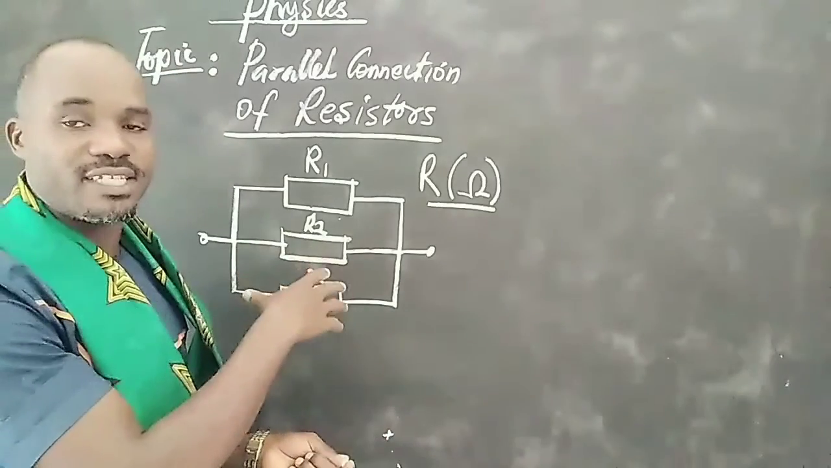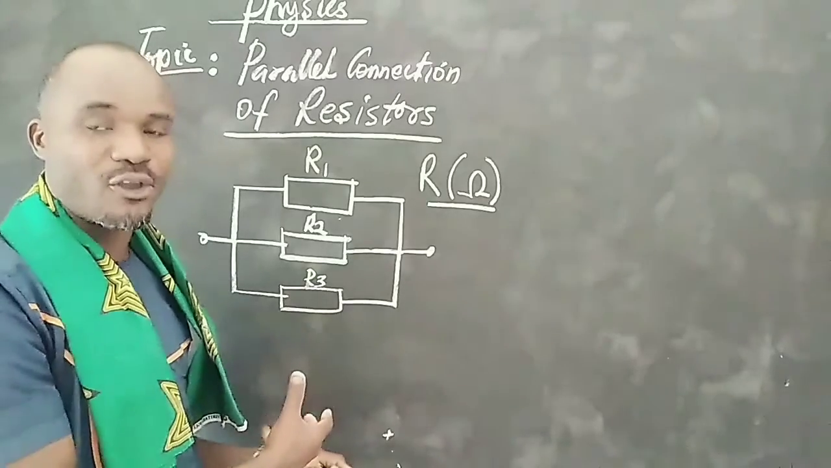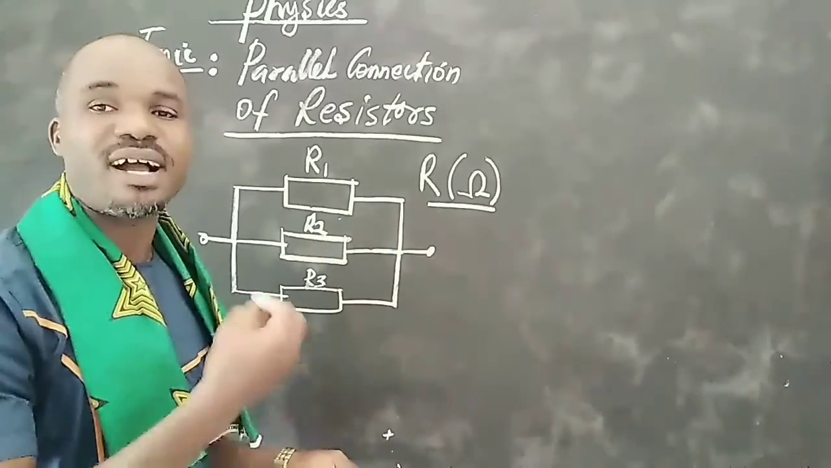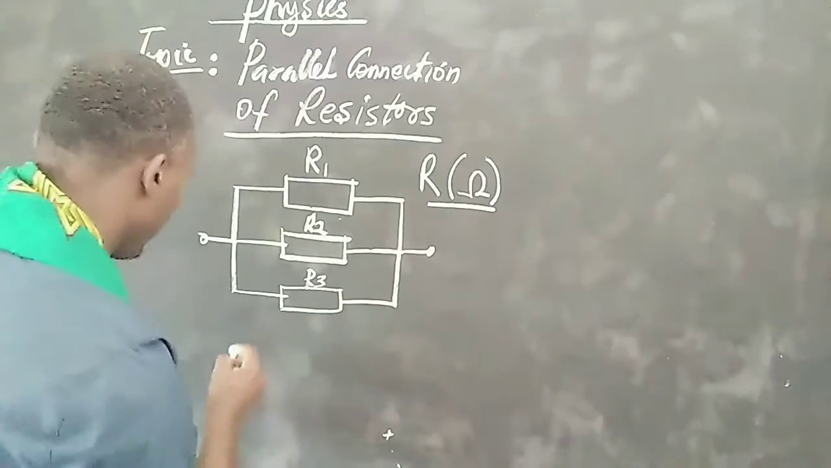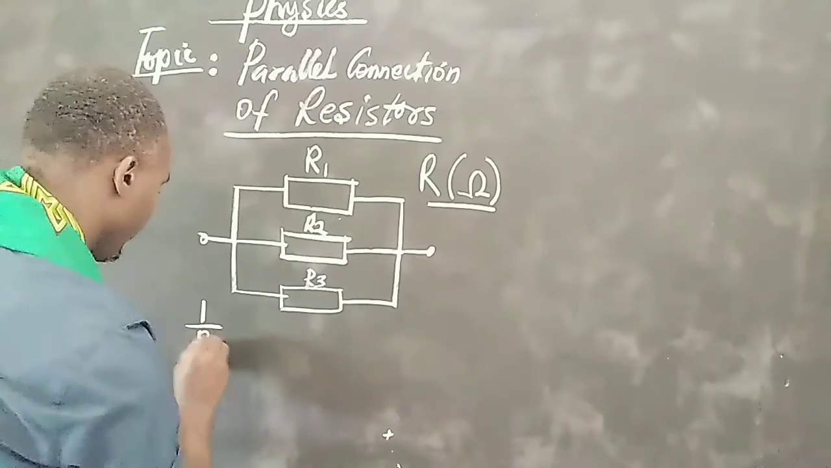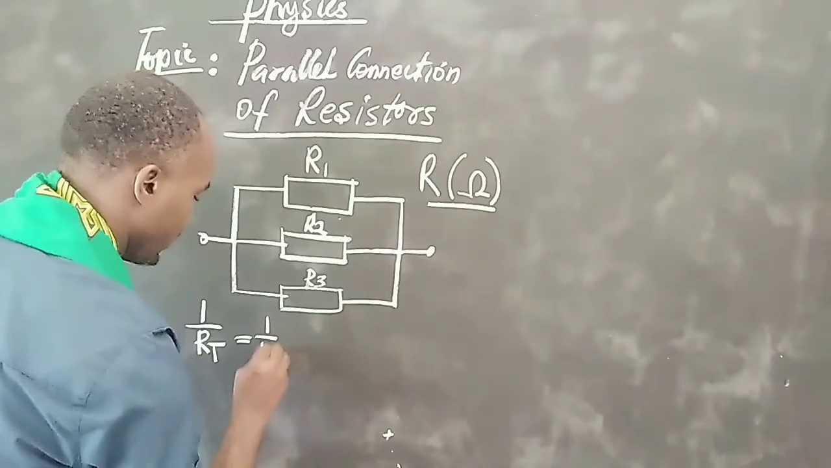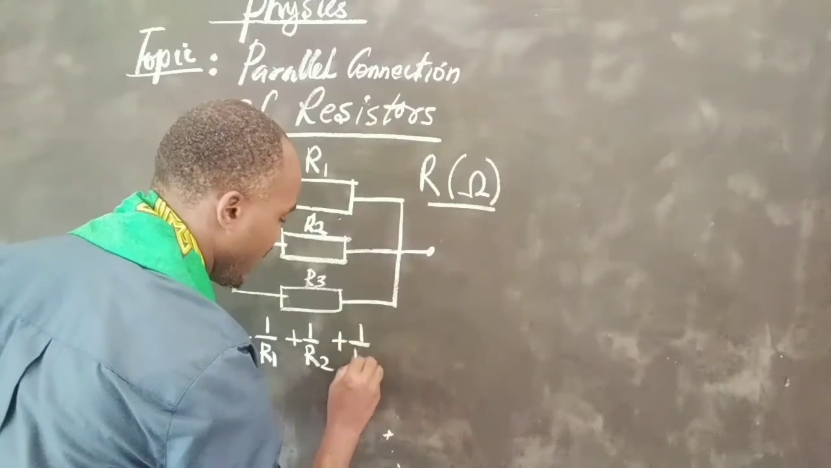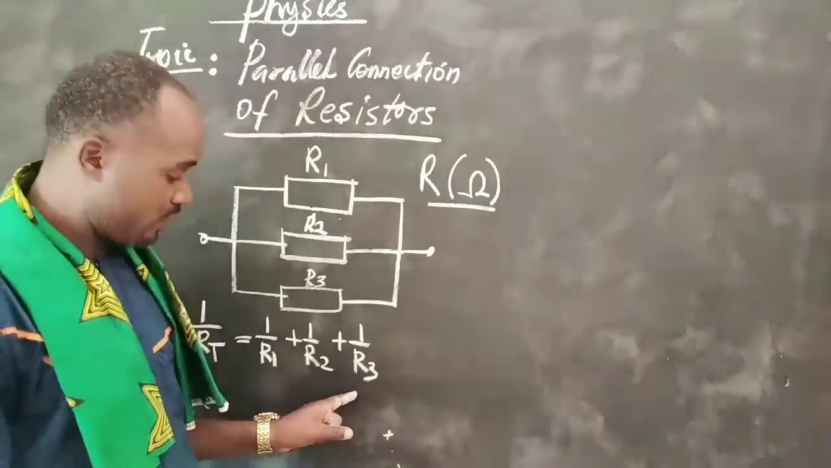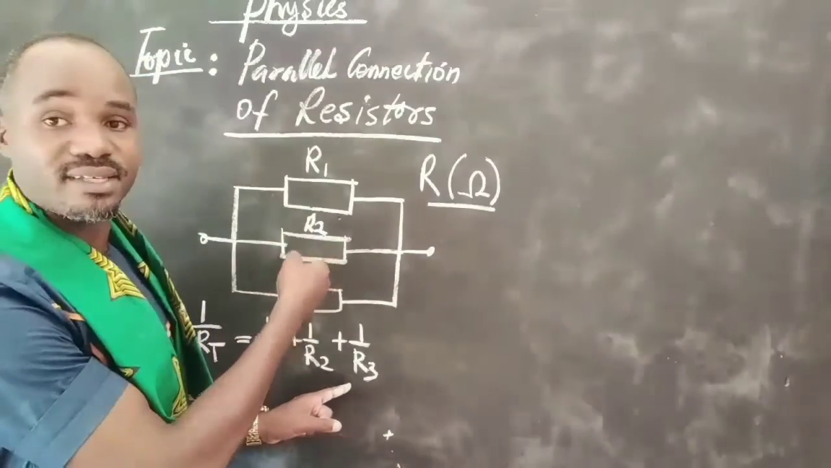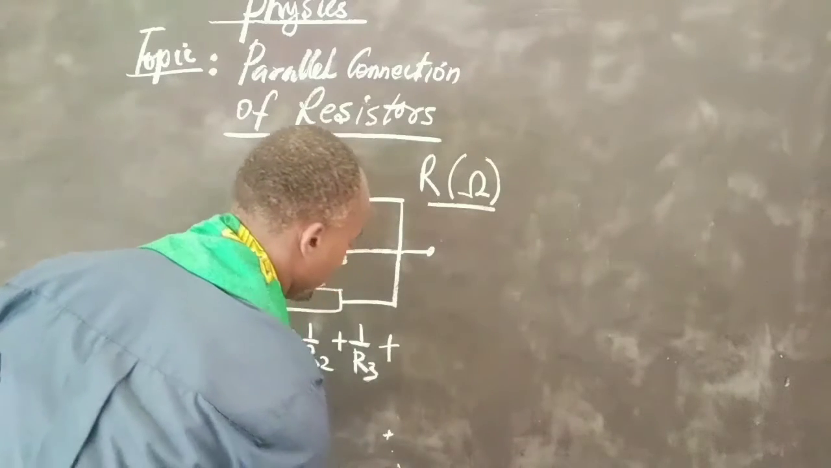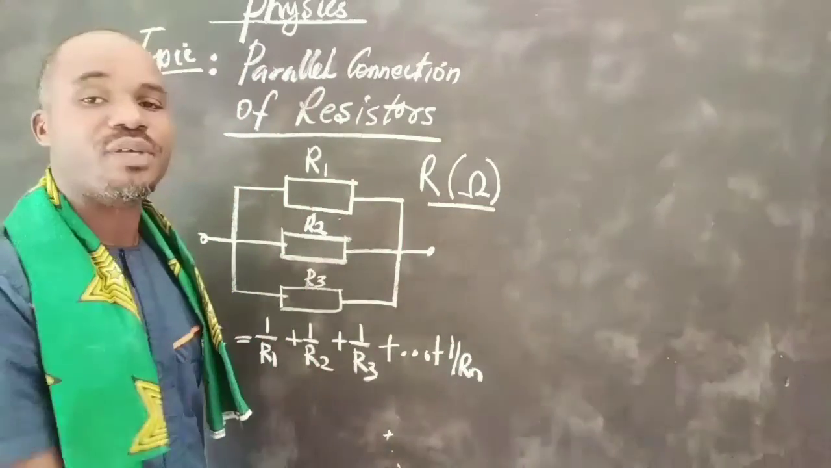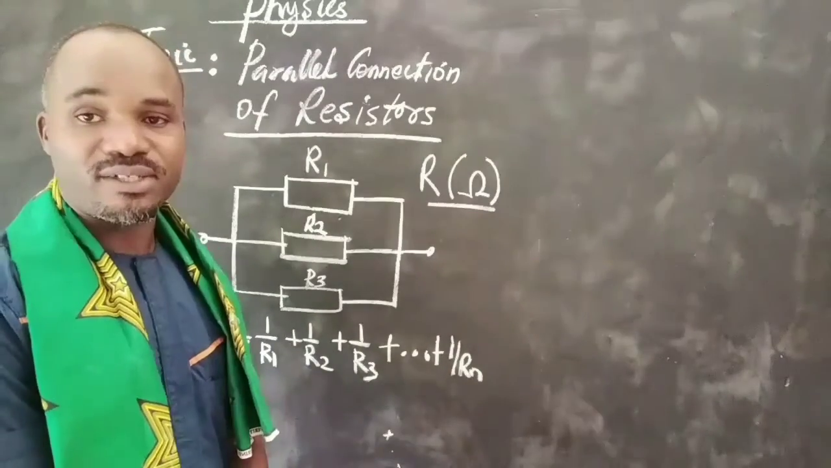So for us to find the total or equivalent or net resistance offered by these individual resistors, we need a specific formula given as follows. That is 1 all over RT is equal to 1 all over R1 plus 1 all over R2 plus 1 all over R3. We are writing up to R3 because we have 3 resistors in the circuit. We can still increase it to any number of resistors, plus 1 over Rn, depending on the question given to us.